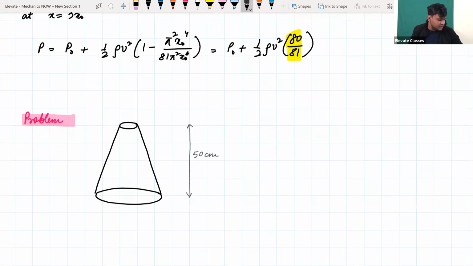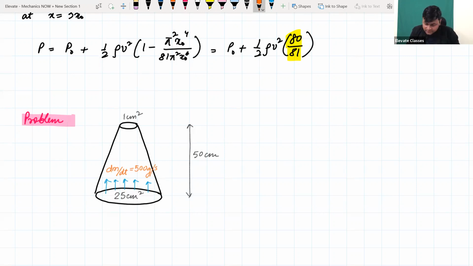50 centimeter. So the nozzle is in the shape of a truncated cone as shown. The area at the wide end is 25, so this is 25 centimeters square. And the narrow end has an area of 1 centimeter square. Water enters the wide end. Water enters from here, okay? Water enters the wide end at a rate of 500 grams. So dm upon dt is equal to 500 gram per second. Okay.